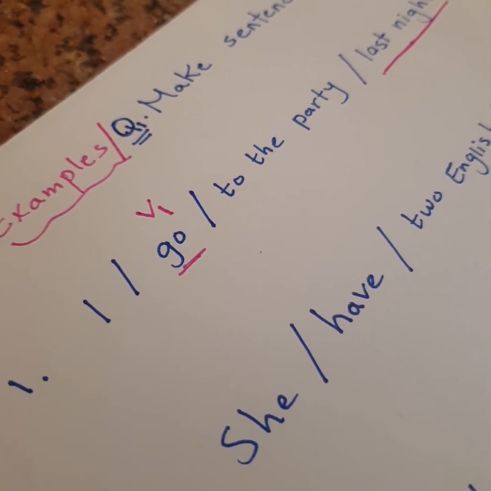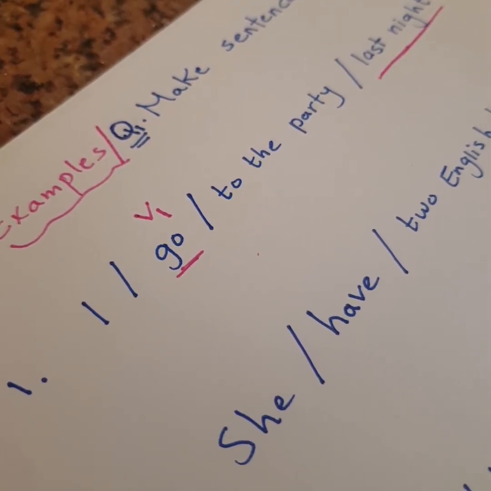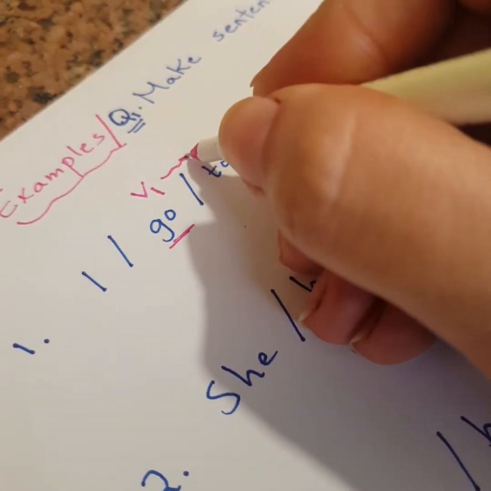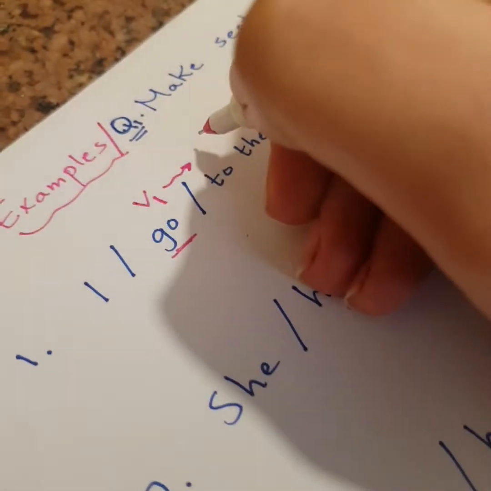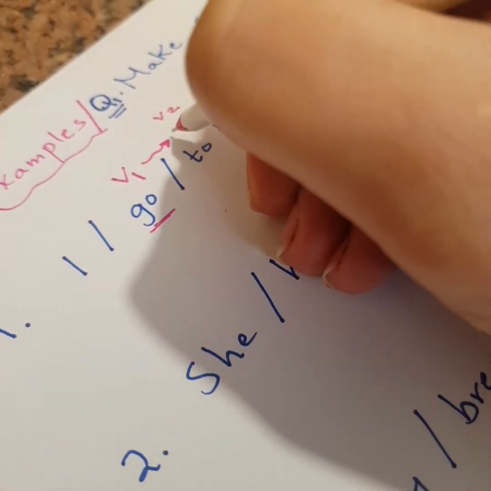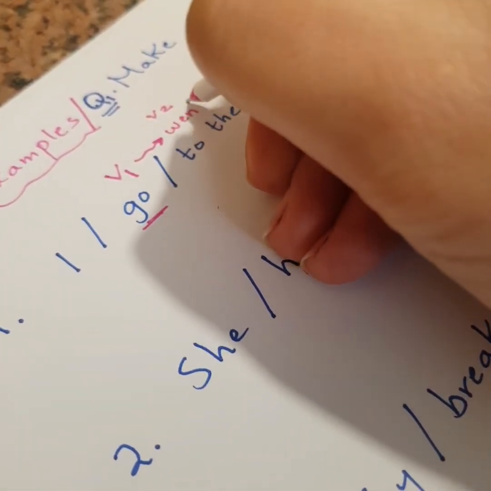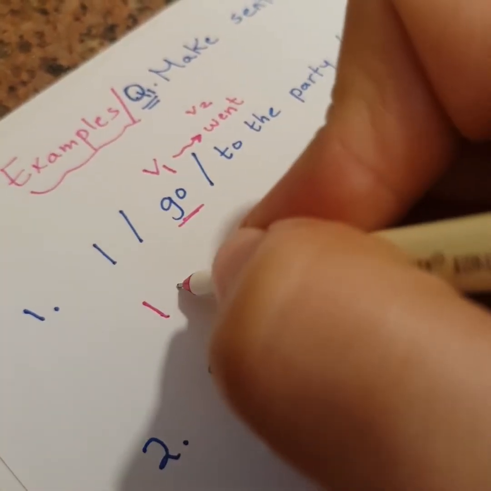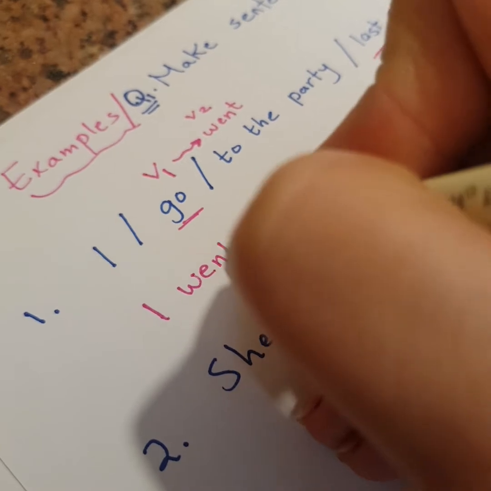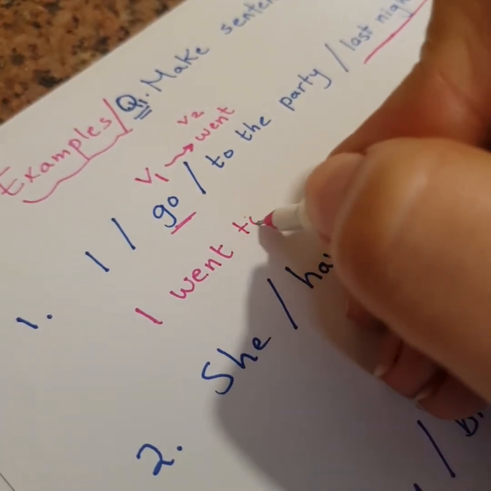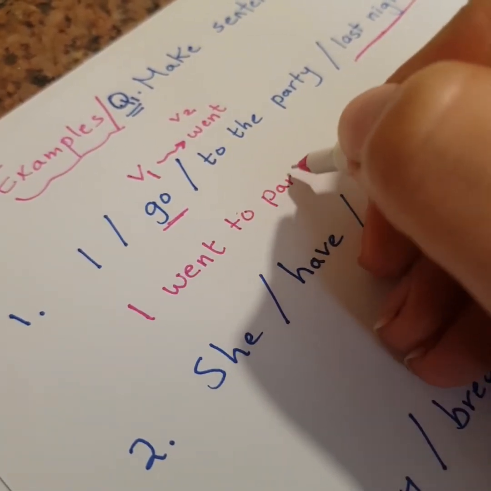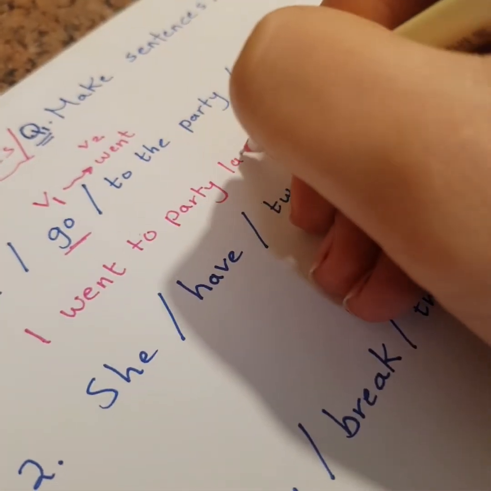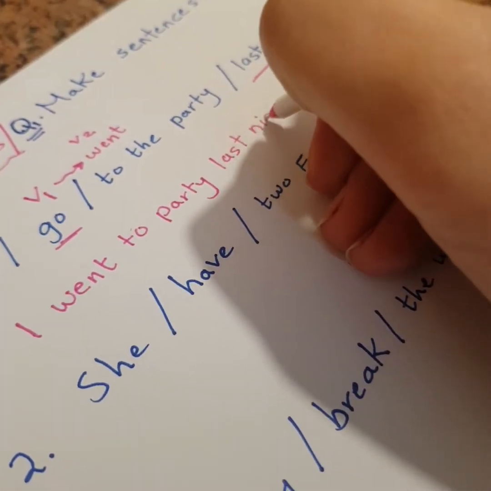Go becomes went in the verb two. So I have to use the verb two, and the verb two of go is went. So I say, I went to the party last night.